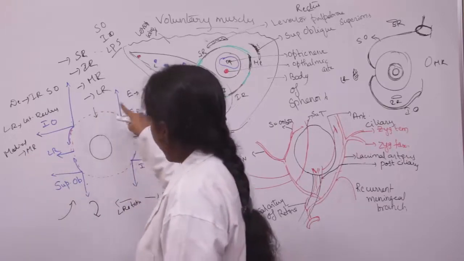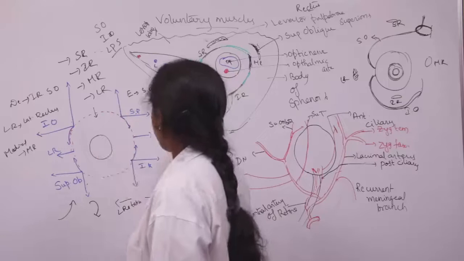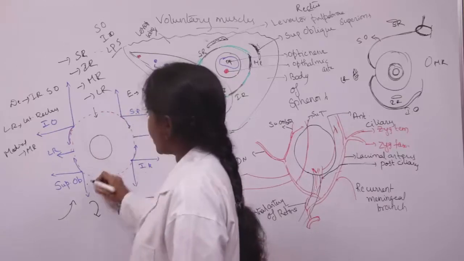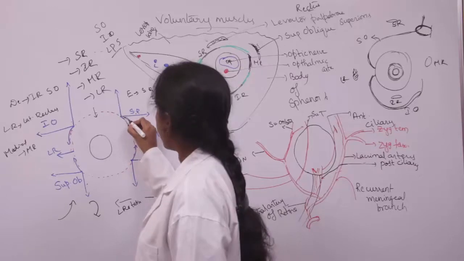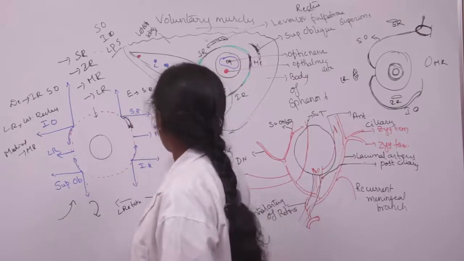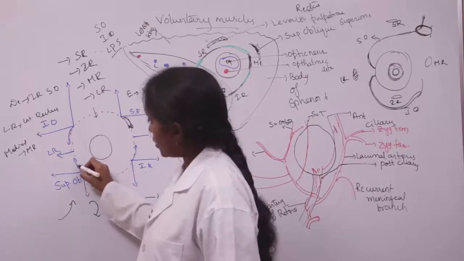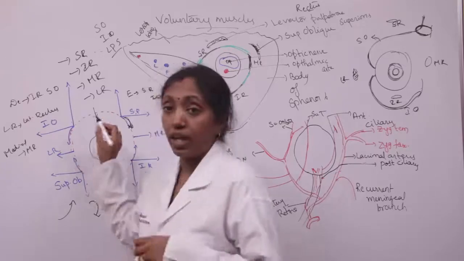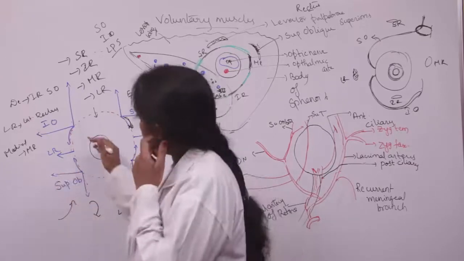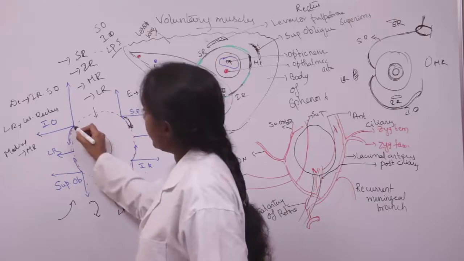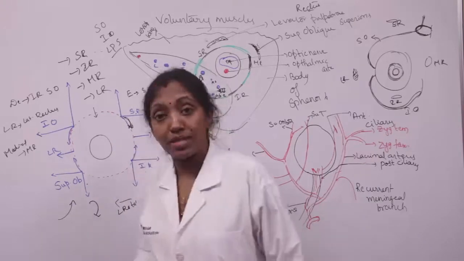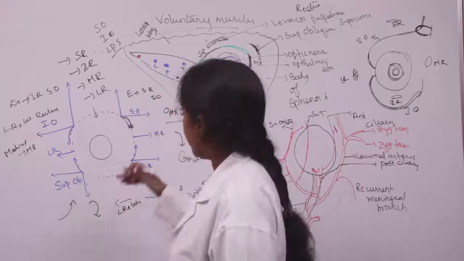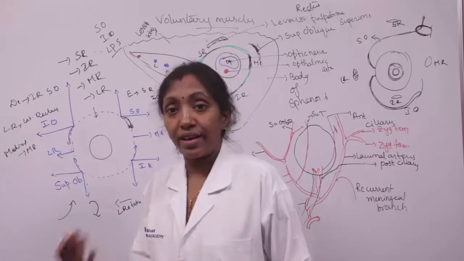And coming to the intorsion, it is caused by the superior rectus as well as the superior oblique. Intorsion I have represented like this with this arrow. The superior oblique causes intorsion of the eyeball. Coming to the extorsion, it is caused by the inferior oblique as well as the inferior rectus. Superior rectus as well as the superior oblique cause the intorsion.